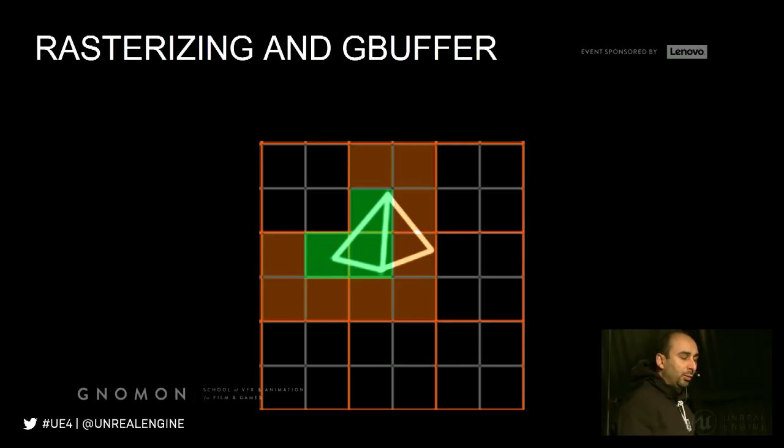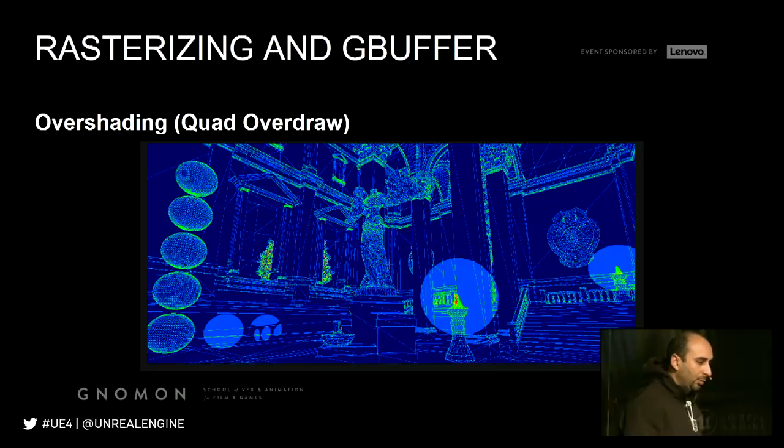Now to make it even worse, let's add another triangle beside it. So what happens is we need to shade those 2 pixels, but again the GPU is going to process those 8 pixels. So we are wasting even more than before, because we are processing the 8 pixels twice just to render those 2 triangles, which is quite a waste.